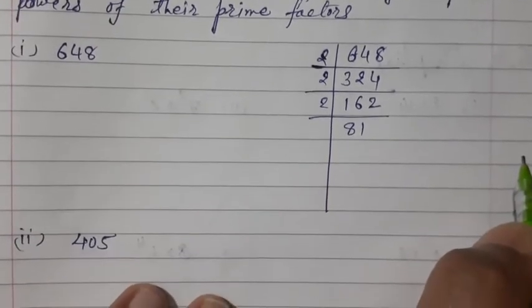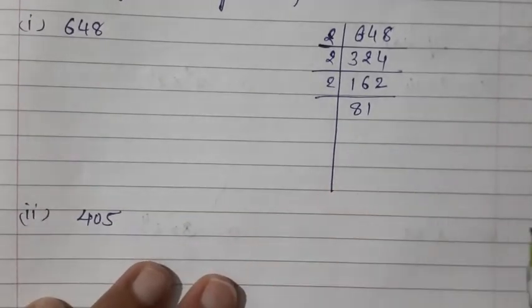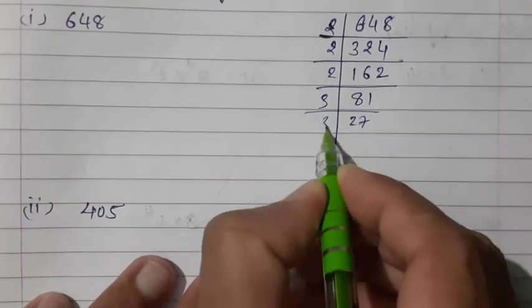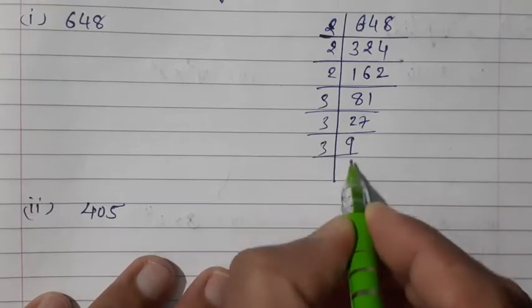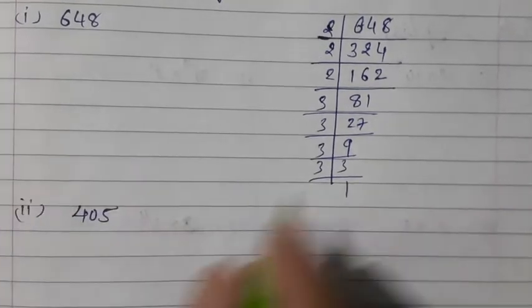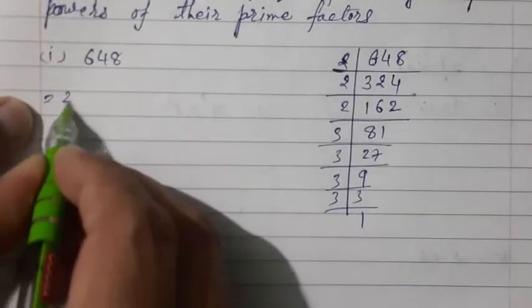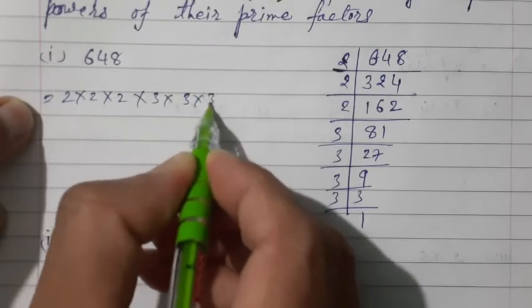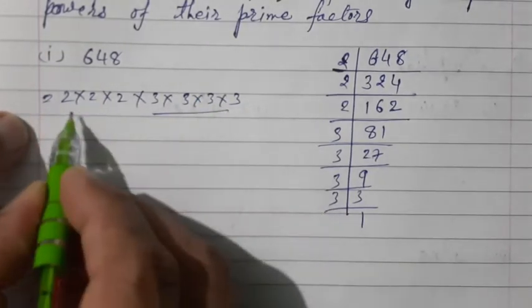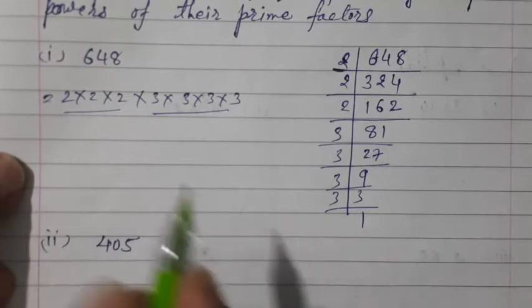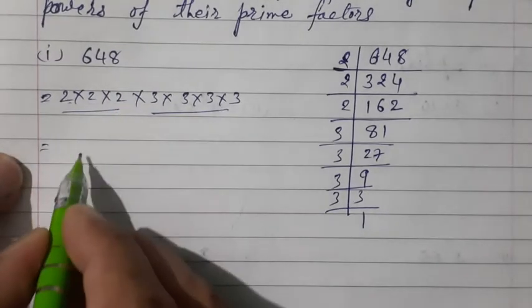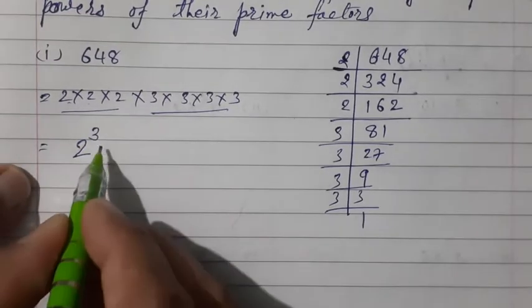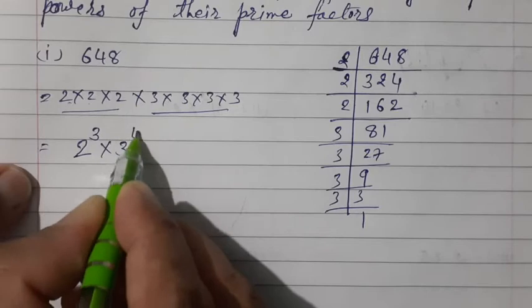Okay, now with 2 is not possible, then with 3, that is 27, then 3, 9, 3, 3 and 1. So factors are 2 into 2 into 2, then 3, 3, 3 and 3. Underline the same factors. Okay, means same numbers. So here 2 into 2 into 2 means 2 is repeated 3 times, means 2^3, into 3 is 4 times, 3^4.